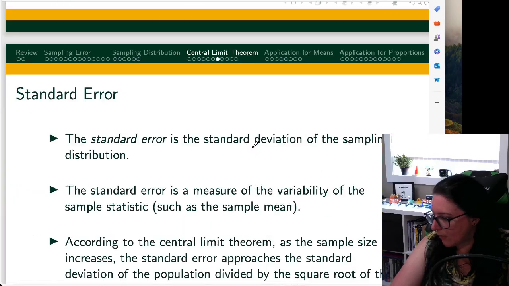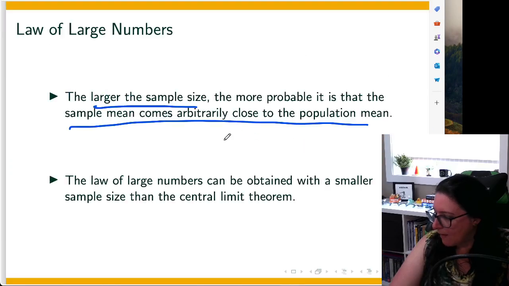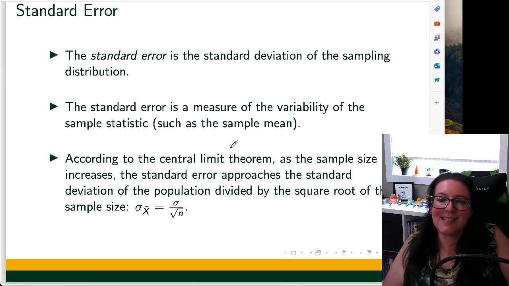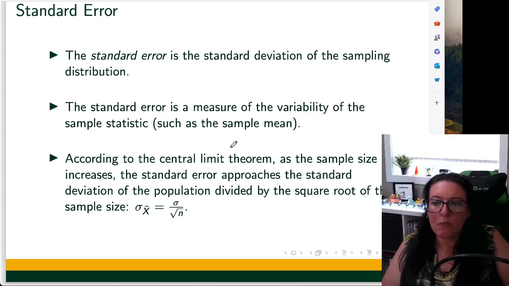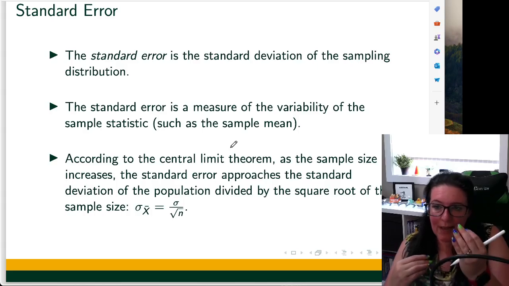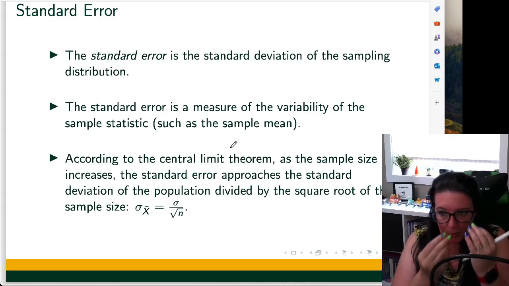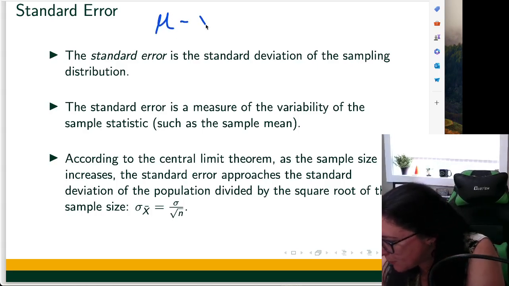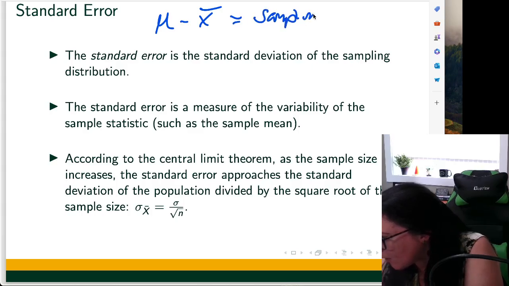All right, where was I in the grand scheme of things? Okay. So standard error is the standard deviation. So let's just be clear. Sampling error is the difference between your sample statistic and your population parameter, how far apart they are. So we're looking at what's the difference between mu and x bar. That is going to be our sampling error.